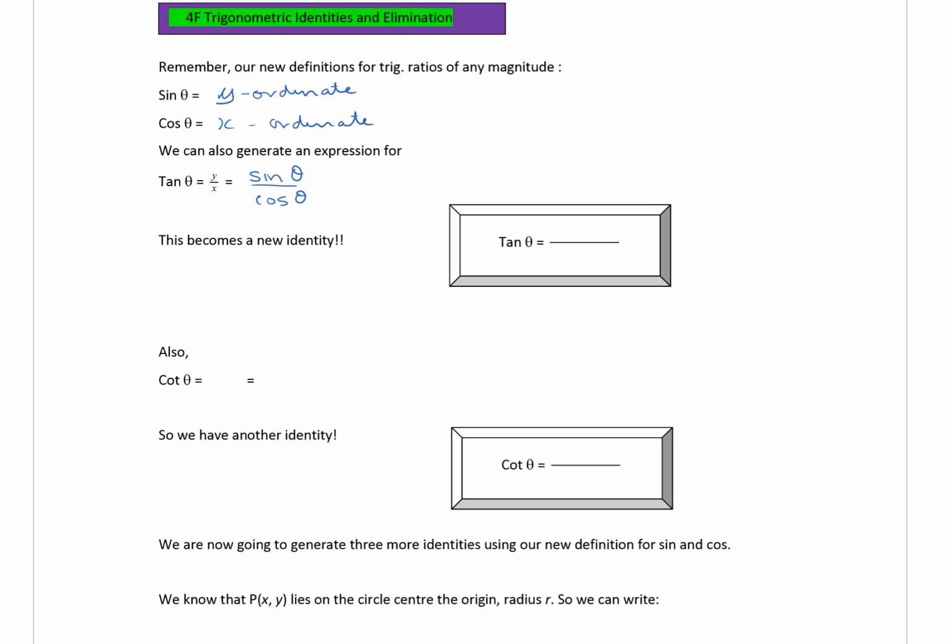In exercise 4F, we're going to be exploring some trig identities. And we're seeing how these trig identities can allow us to eliminate some terms. So, trig, you know, sine, cos and tan, cosec, sec and cot of angles. Identities just means that we've got an expression on one side of an equal sign and it's equal to an expression on the other side.